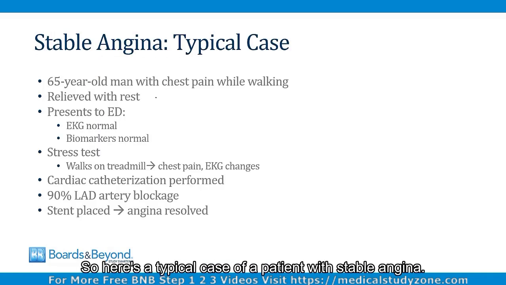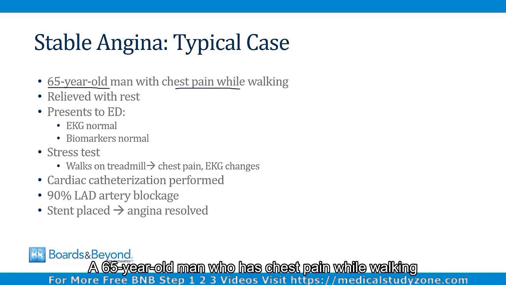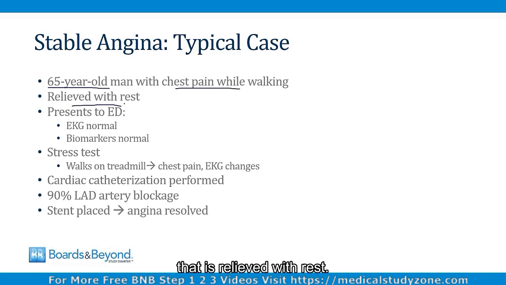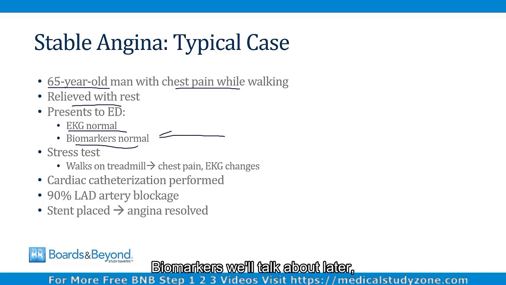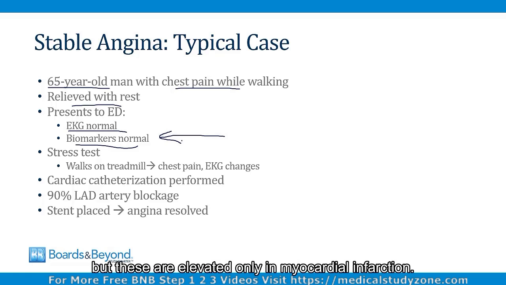So here's a typical case of a patient with stable angina, a 65-year-old man who has chest pain while walking that is relieved with rest. He comes to the ED. Remember, in the emergency room, in stable angina, the EKG will be normal and the biomarkers will be normal. Biomarkers we'll talk about later, but these are elevated only in myocardial infarction.